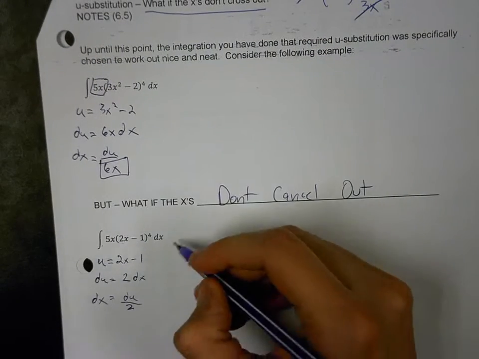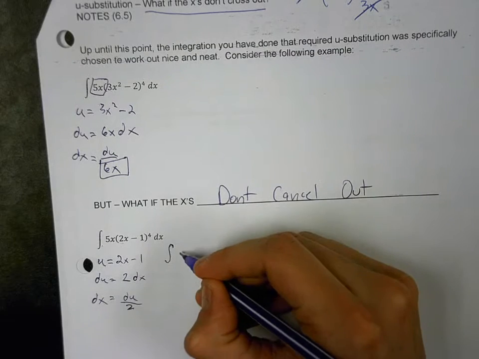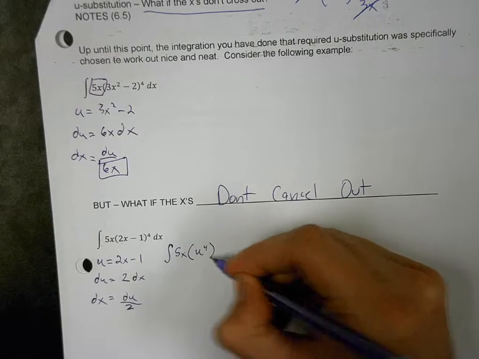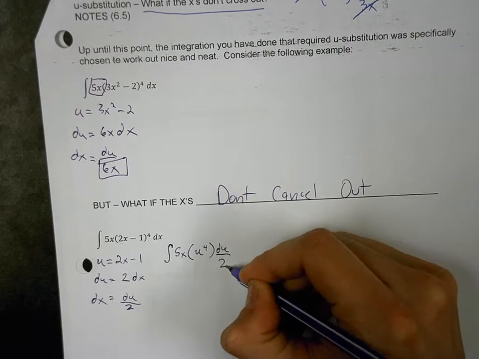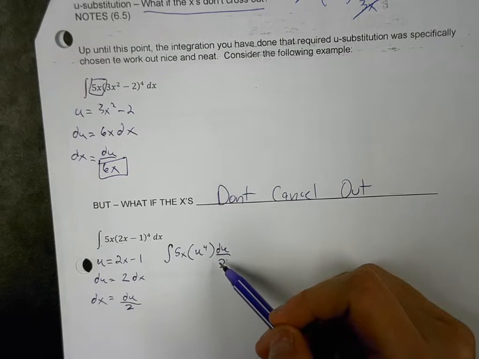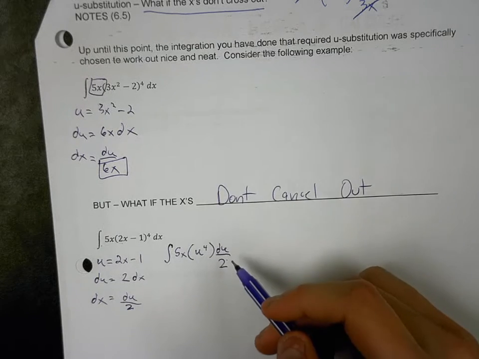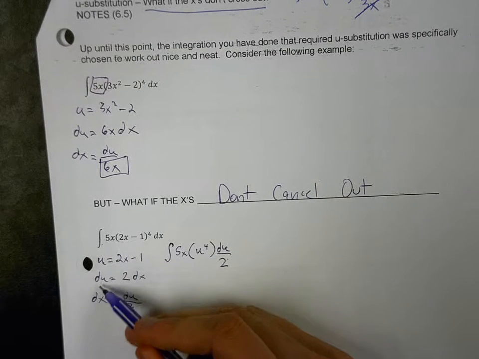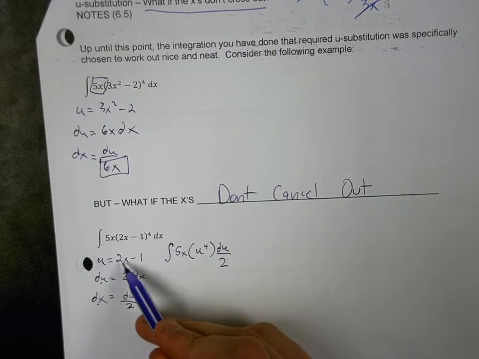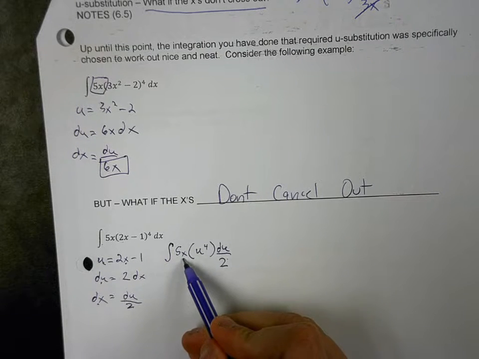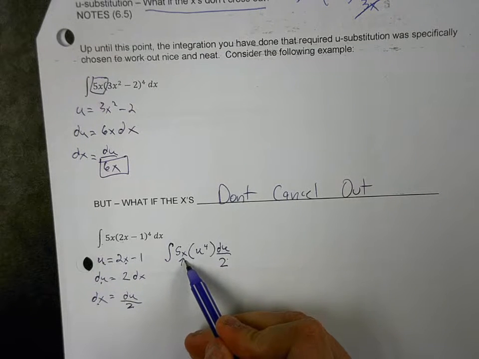If we were to set it up like normal, you guys would write this 5x times u to the 4th and then du over 2. And you can see this 2 and that 5x doesn't cancel each other out. So we're in trouble. So here's what we have to do. We have to make one more column over here. We have u, du, dx. Well, we need to isolate this x, because then we can substitute it in for this x, and we'll have everything in terms of u.